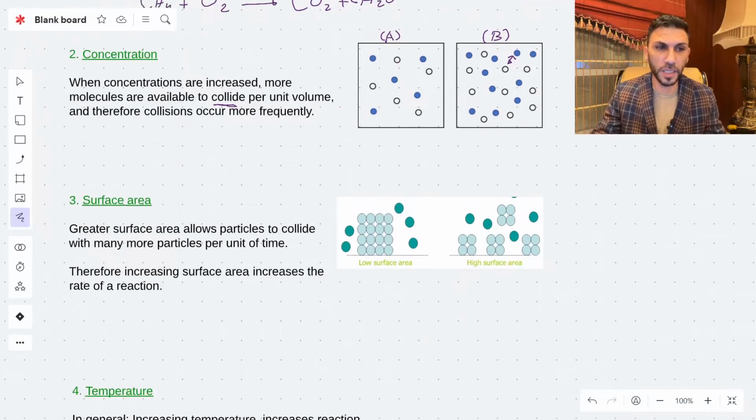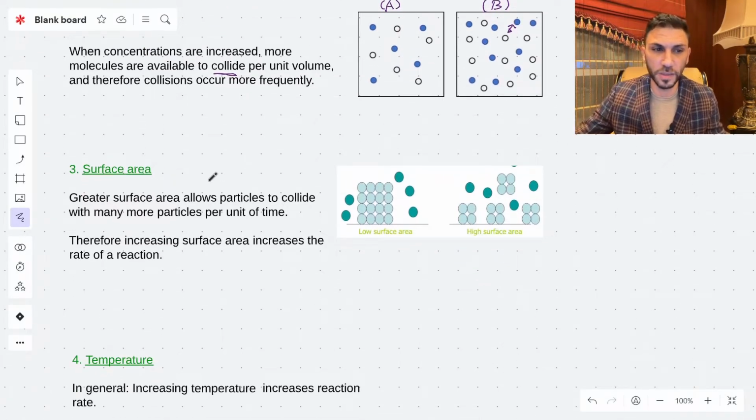The third factor is the surface area. The greater surface area allows particles to collide with many more particles per unit of time. So for example, here in A, we have low surface area. Even though the particle is large, the surface area is lower, because now these two particles are colliding only in this area, which is small.